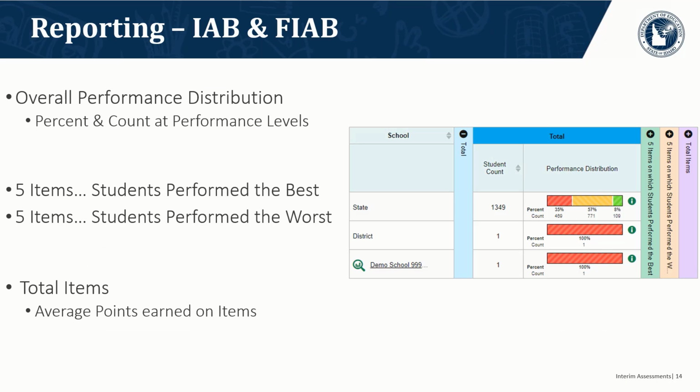The layout and organization of student performance data is the same for the IABs and FIABs. The rows aggregate different student populations. Vertical flyouts can be expanded or collapsed. For performance distribution, the average scores on the 5 items on which students performed the best and worst, and then all of the items on the interim.